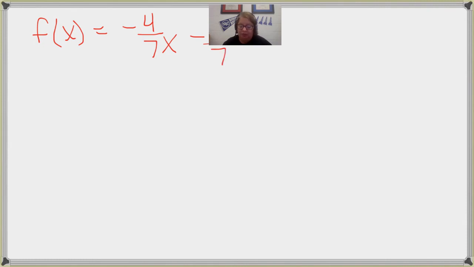All right, let's try another one. What about this one? F of x equals negative 4 sevenths x minus 16 sevenths. I know, ugly fractions, but it's okay. You're in Algebra 2, you can handle it.